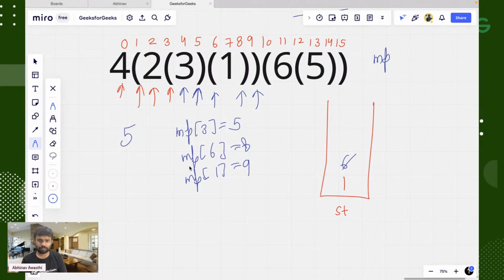Exactly. Okay. Now let's implement this problem step by step. Let's write the function step by step.